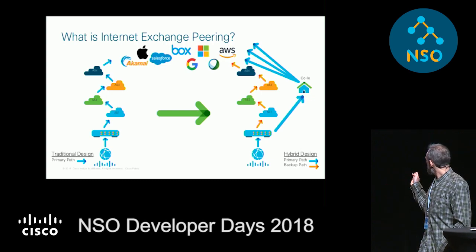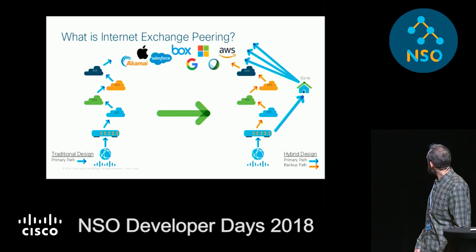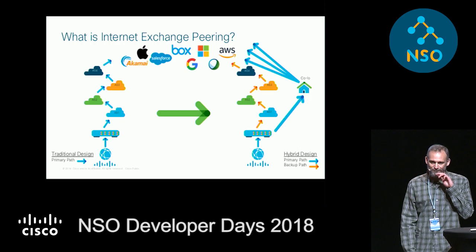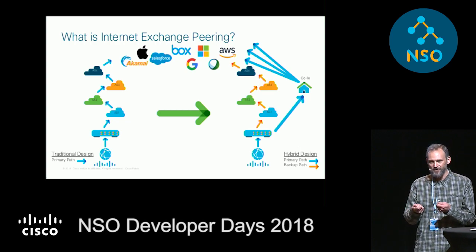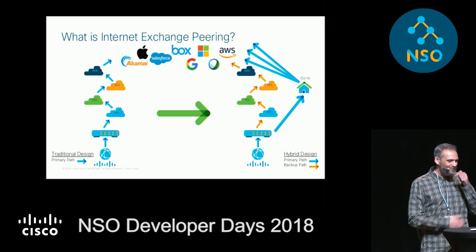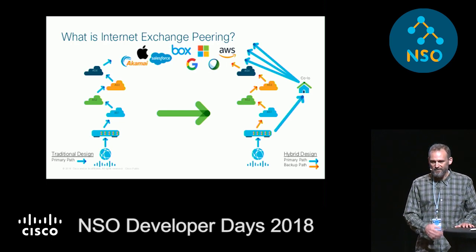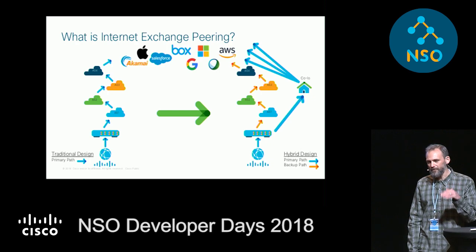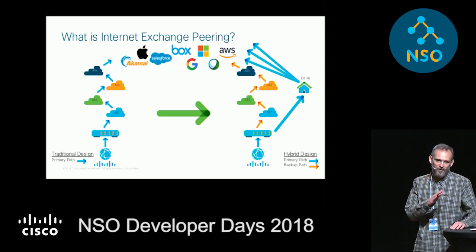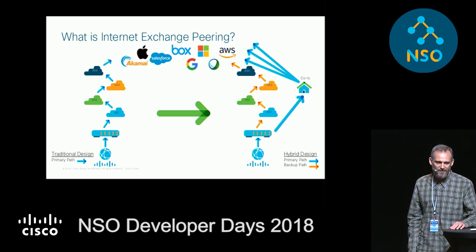On the right-hand side, we have the hybrid design, where your primary path is going via the colo, and you do a direct peering to them. And that's a direct peering, so it's a lot faster and it's more efficient. But if those links go down, you can still go via your ISP link as well. So it's not an either/or.